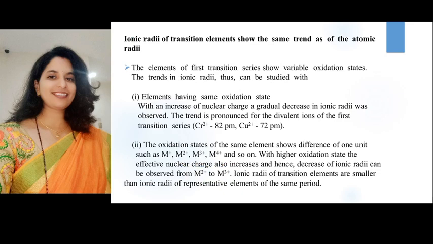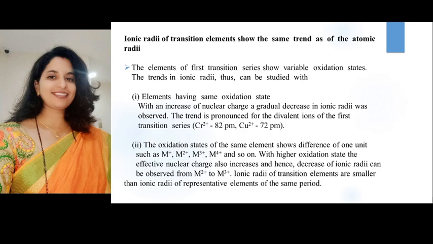Now let's see the trend in ionic radii. Ionic radii of transition elements show the same trend as atomic radii. Why is it so? The elements of the first transition series show variable oxidation states. The trends in ionic radii thus can be studied with elements having the same oxidation state. With an increase of nuclear charge, a gradual decrease in ionic radii is observed. The trend is pronounced for the divalent ions of the first transition series.